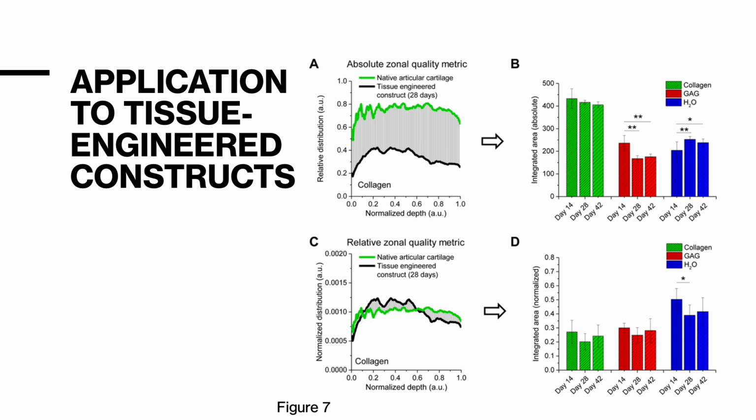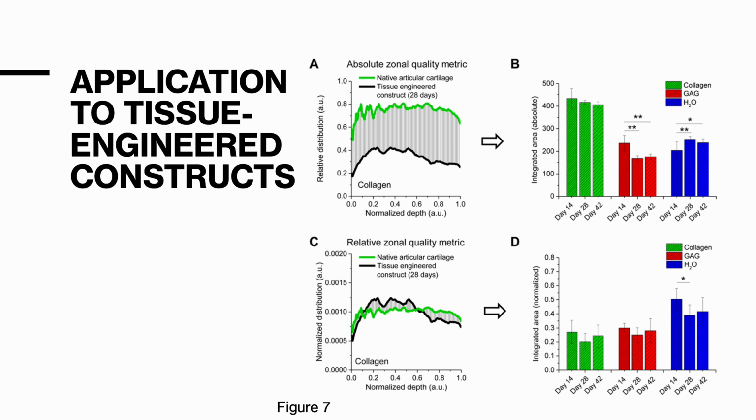Turning to Figure 7, we see how the authors leveraged the Raman-based approach to assess tissue-engineered constructs over time. The graphs displayed a zonal quality metric that integrates the discrepancy between native and engineered cartilage in terms of GAG, collagen, and water distributions across the tissue thickness. Specifically, they track how intensities at 1410, which is GAG, and 1668, which is collagen, evolve from the surface region down to where the PTFE membrane meets the engineered tissue.